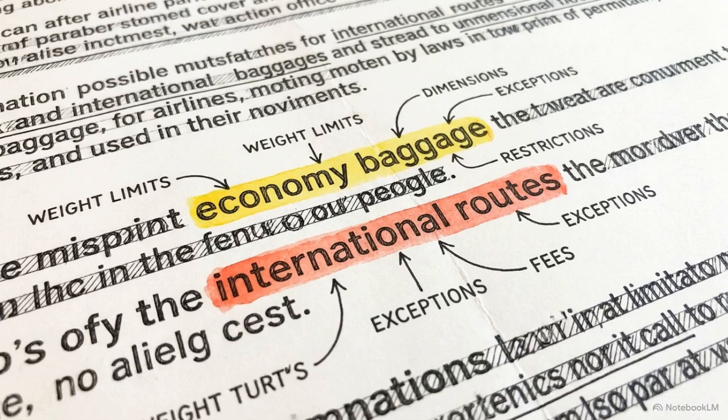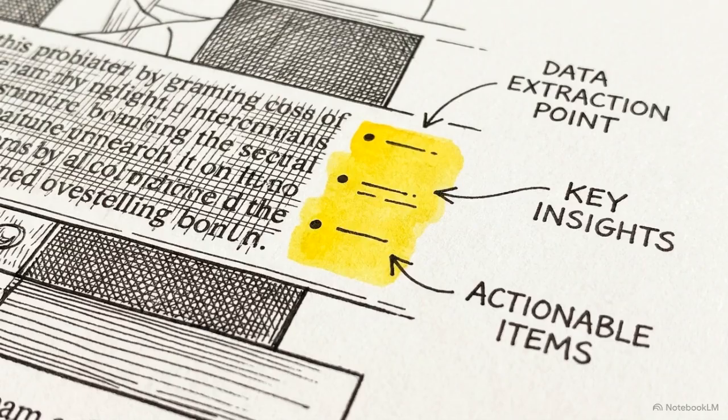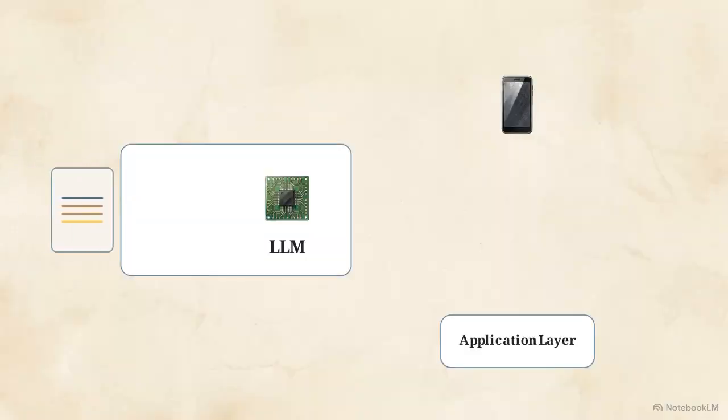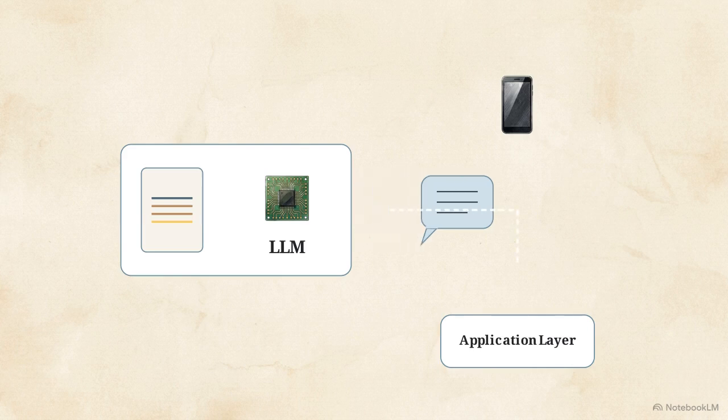Because the facts are printed right there on the page, the AI doesn't need to be trained on the airline's internal data. It just needs basic reading comprehension to summarize the text placed directly in front of it. The LLM reads the assembled document, generates a polite and accurate response based strictly on the provided baggage facts, and hands that text back to the application layer to display to the user.